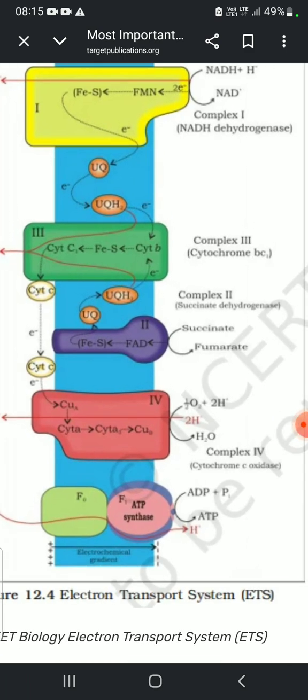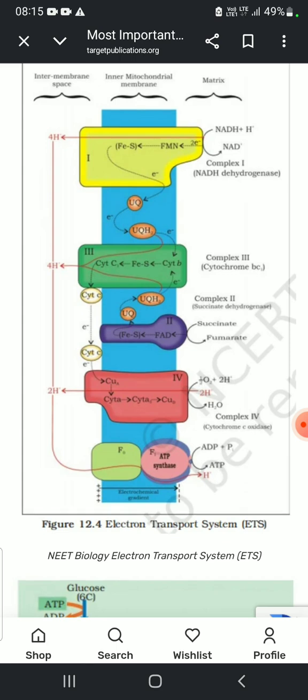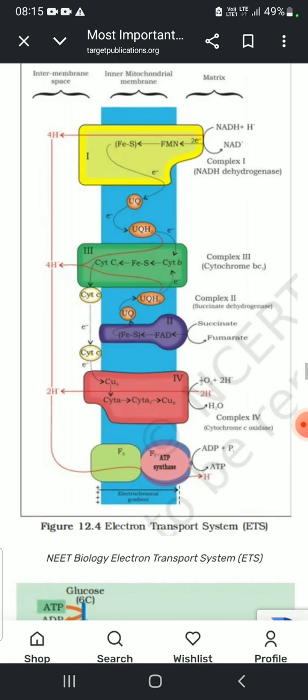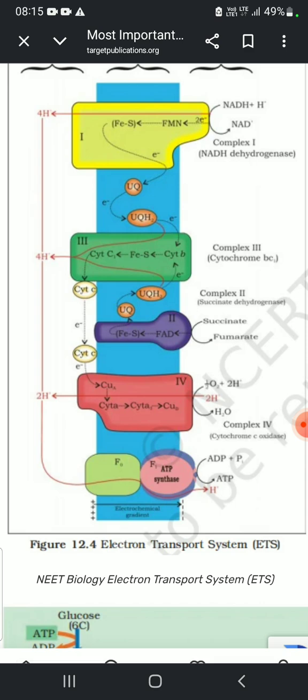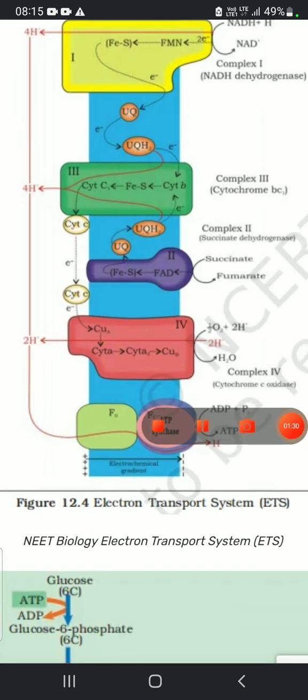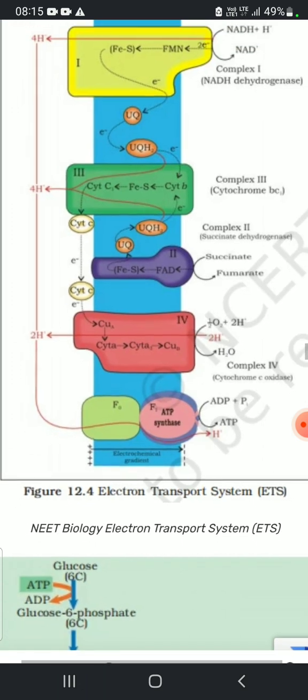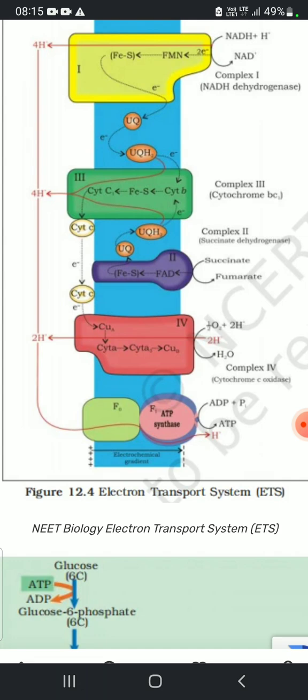Complex 2 here it is given, which is succinate dehydrogenase. It converts succinate to fumarate, and FAD is converted to FADH2. Then we have complex 4, which is cytochrome C oxidase, in which copper A is present, then cytochrome A, then cytochrome A3, then copper B. So two copper centers are present in complex 4.